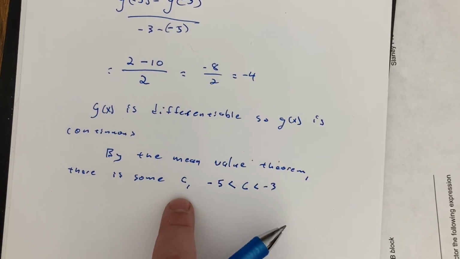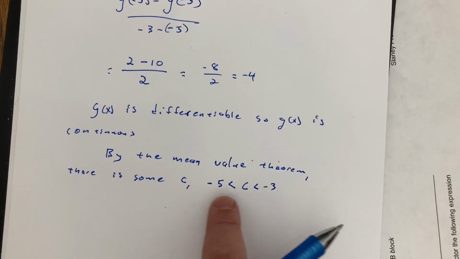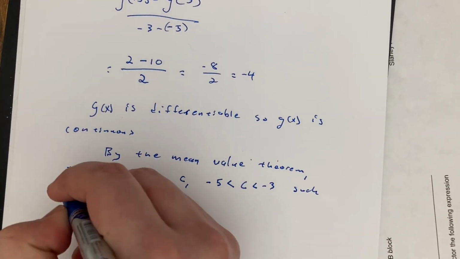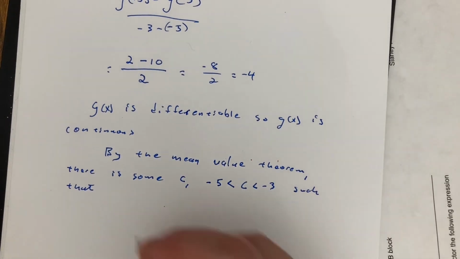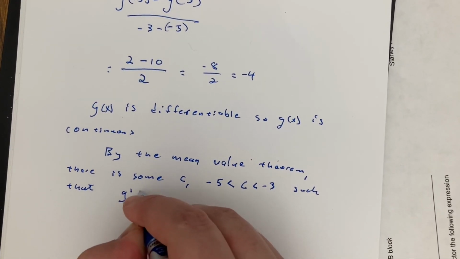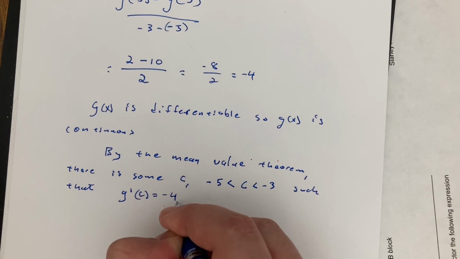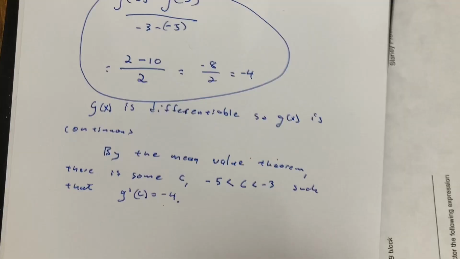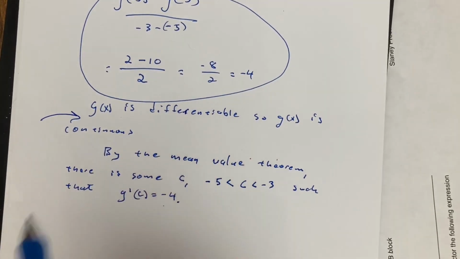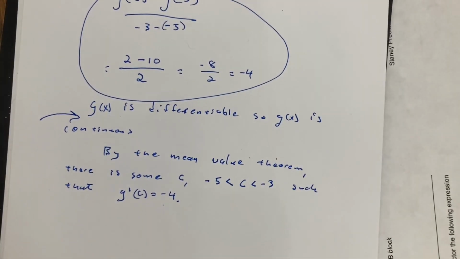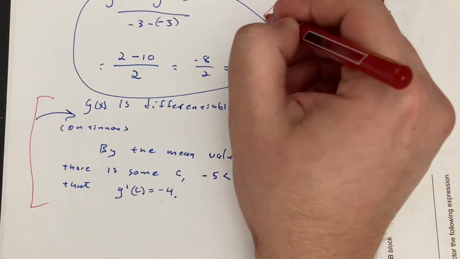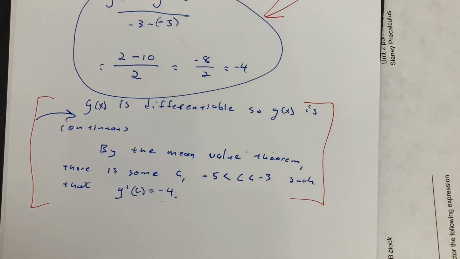Anyways, by the mean value theorem, there exists a value c. c is in between negative 5 and negative 3, such that g prime of c equals negative 4. Because keep in mind, they can see this math up here. They want to see this connection. All this is worth 1 point. This is worth 1 point. This is not a high brain power problem. You just got to know the script, right?